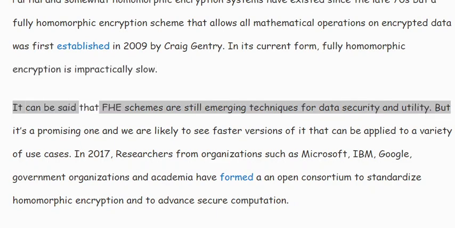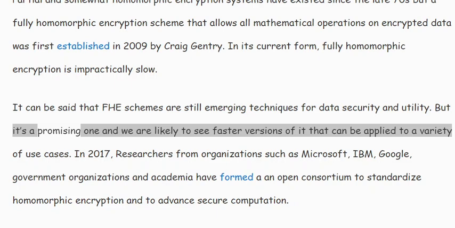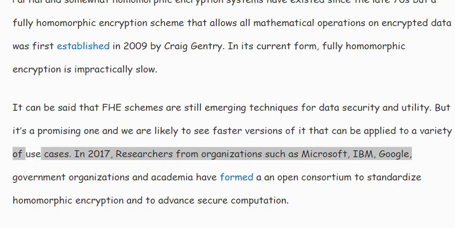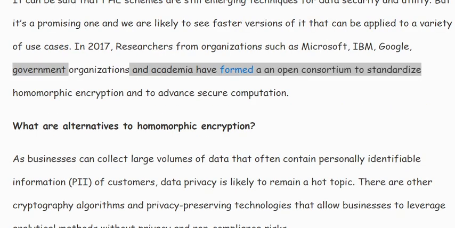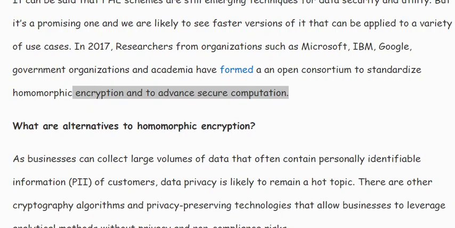It can be said that FHE schemes are still emerging techniques for data security and utility. But it's a promising one, and we are likely to see faster versions of it that can be applied to a variety of use cases. In 2017, researchers from organizations such as Microsoft, IBM, Google, government organizations and academia formed an open consortium to standardize homomorphic encryption and to advance secure computation.